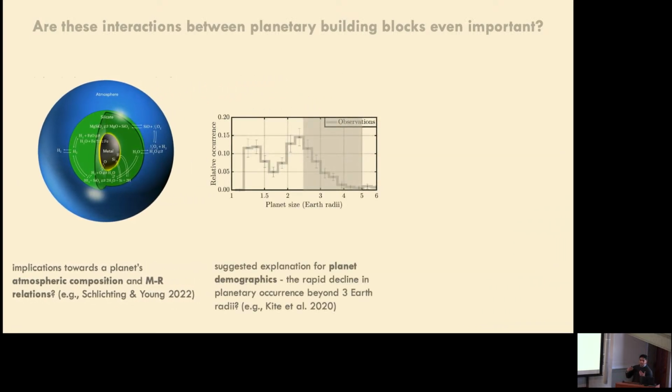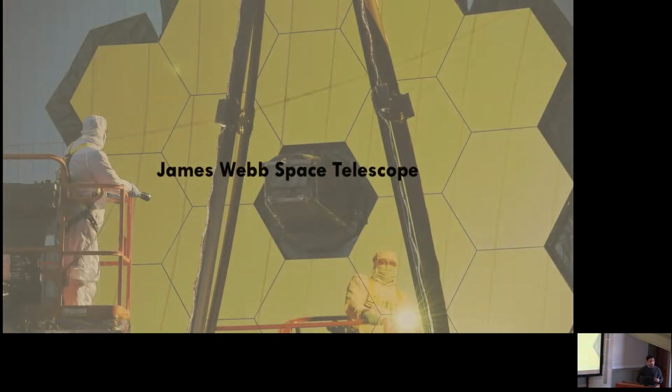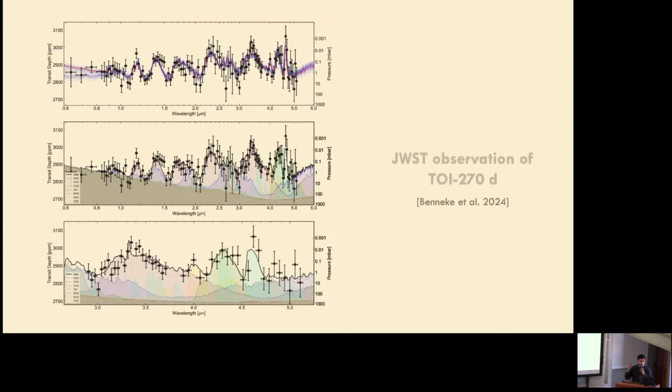It can even have impact at the demographic level. And in general, at a more fundamental level, how these planets thermally evolve and their internal structures. And these questions are more important today because, thanks to JWST, we now do have observations that are helping us put much better constraints on these planet atmospheres. And here's one example of a JWST observation of TOI 270d.